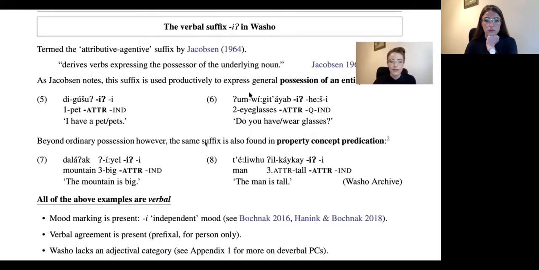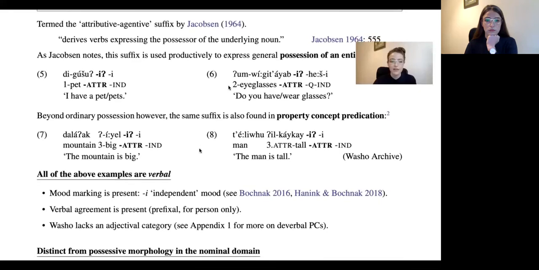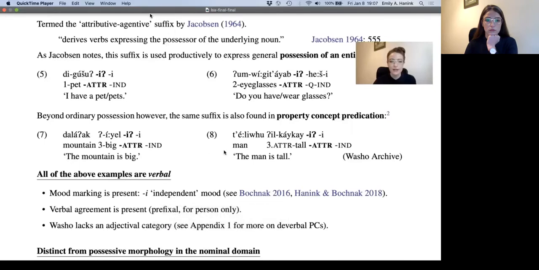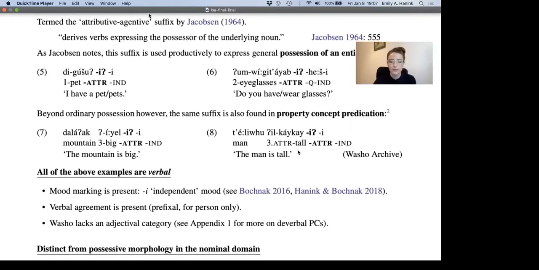However, beyond ordinary possession, the same suffix is also found in property concept predication, which will be our focus today. So here in 7, we can see this with the example, the mountain is big, the la'ak iali'i, and in 8, the man is tall, elihu ilkaikai'i. So here we see the same exact suffix being used in the case of property concept predication.